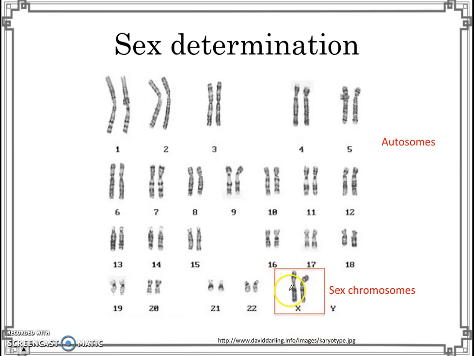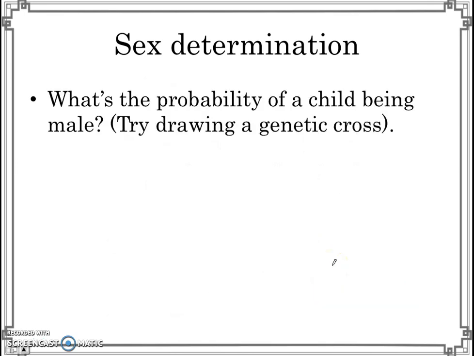So this here is a female because you can see that it has a pair of 2 X chromosomes. If it was a male, then you see only 1 X chromosome and 1 Y chromosome. So a common question that we might be asked is, what is the probability of a child being a male? We can figure this out by drawing a genetic cross.